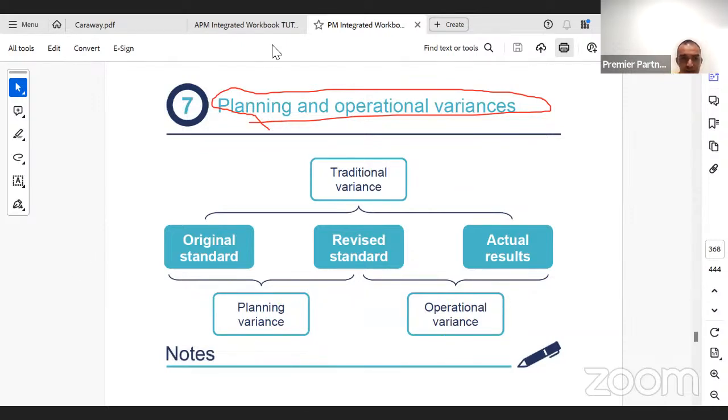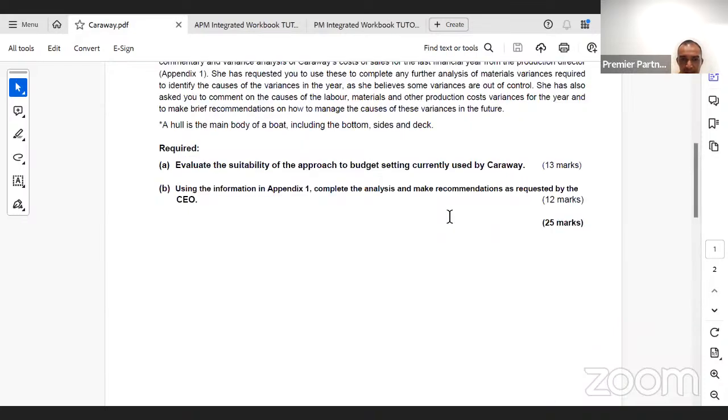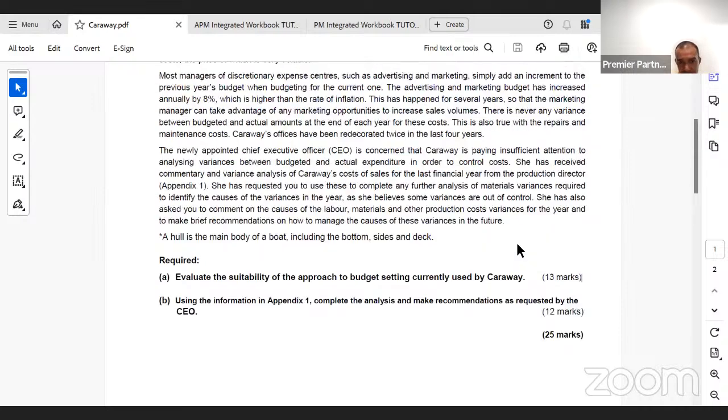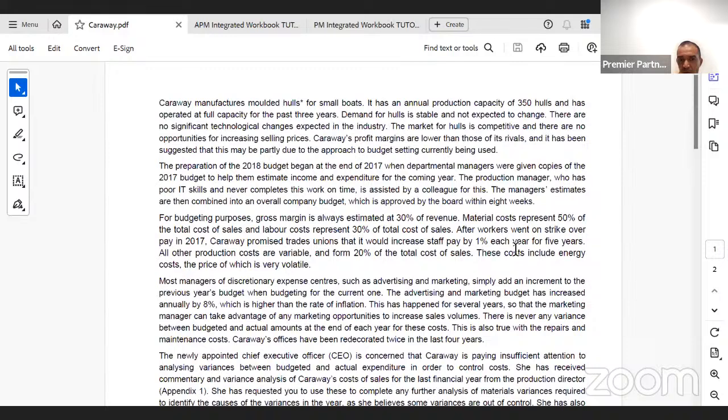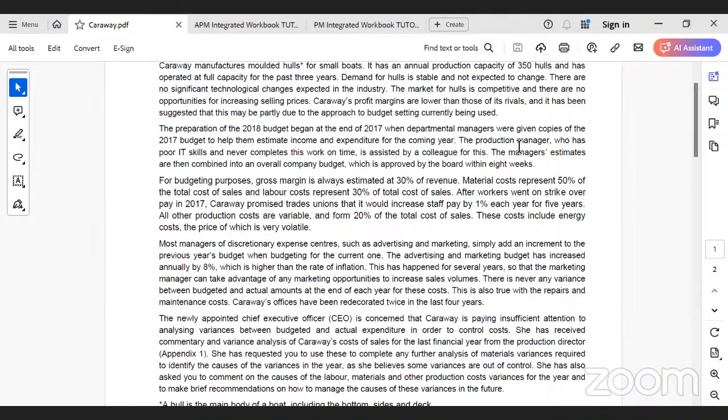Right, now let's look at this question. So here they have given you some data. First part, evaluate the suitability of the approach to budget setting currently used by C, 13 marks. Quite a lot of marks to capture. Now tell me, where do they talk about the current budget setting? Suppose second paragraph.